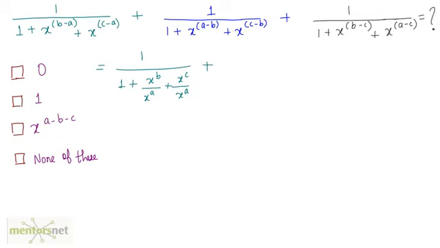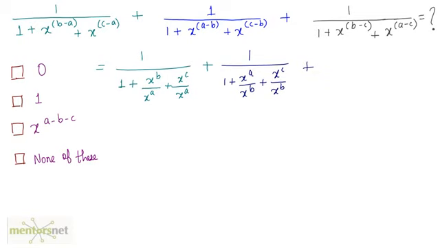Let's move to the second part. I have 1 upon 1 plus x raised to power a minus b. I can write it as x raised to power a divided by x raised to power b, plus x raised to power c minus b. I can write it as x raised to power c divided by x raised to power b.